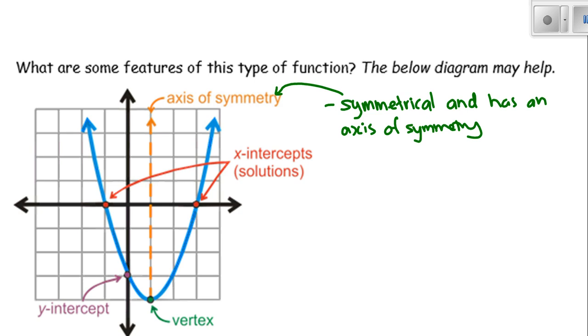Now it generally has a y-intercept at y equals c.